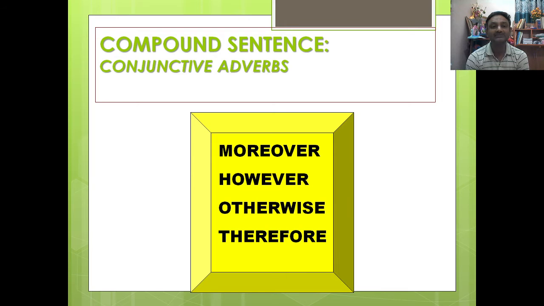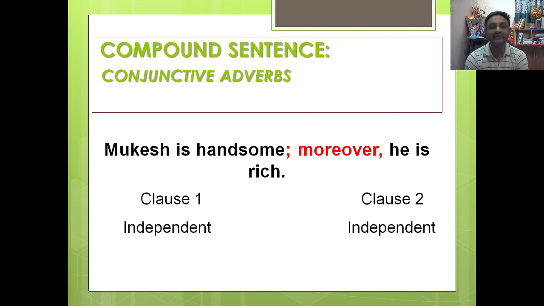So the conjunctive adverbs. Now after the second part, the compound sentence comprises conjunctive adverbs, which include moreover, however, otherwise and therefore. These are the words we are using for conjunctive adverbs. So we can take this in an example.